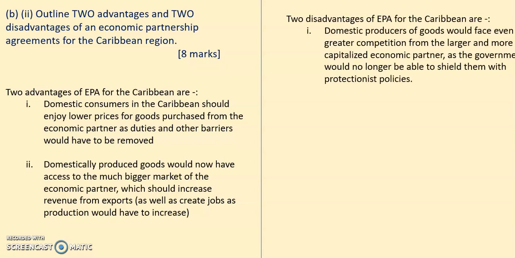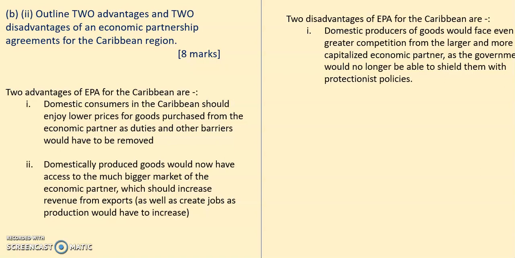So let's look at the disadvantages now. So one disadvantage would be that the domestic producers of the goods would face even greater competition from a larger and more capitalized economic partner, right? Because it's a bigger country, they've got more capital, they've got technology that you haven't seen, so you're under a little more pressure, right?